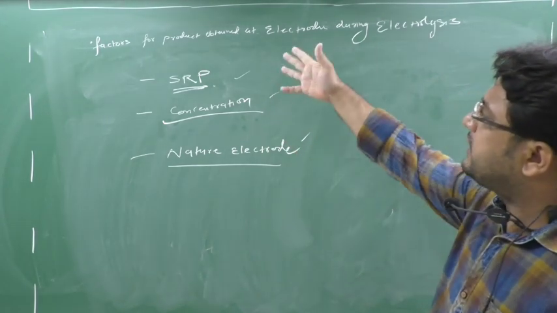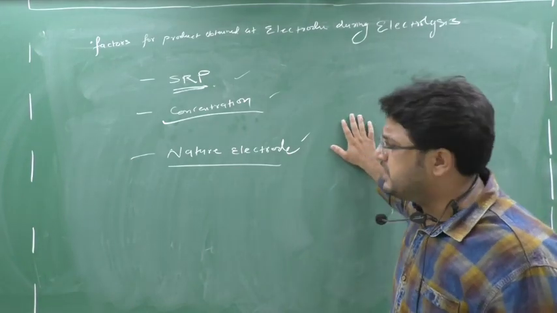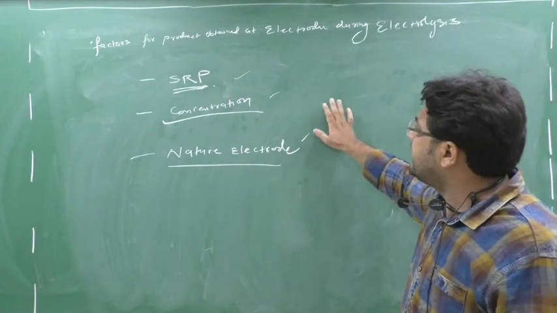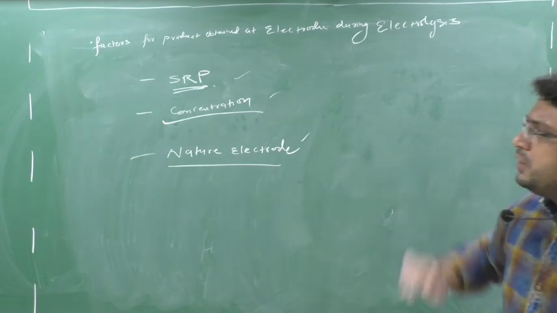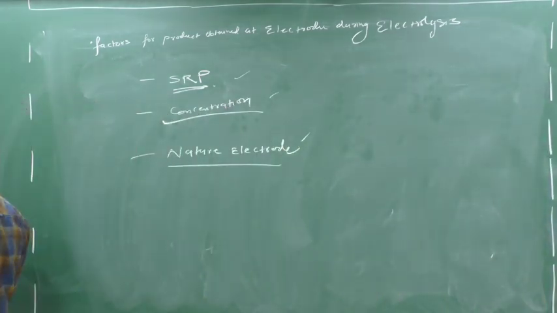Clear? So these are the factors for the product obtained at the electrode during electrolysis. This is a question which can come for certain. It's a very easy question. It can come for 1 mark or 2 marks. Next, we will move towards solving 2-3 examples based on this.